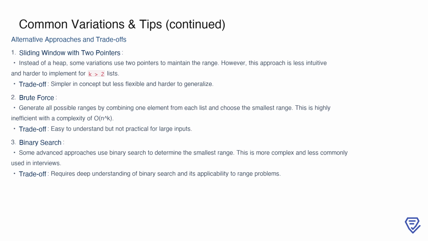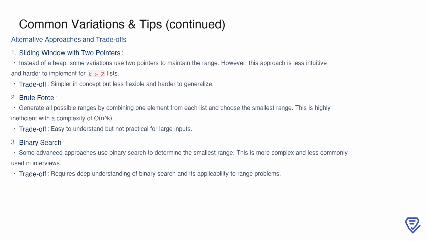One variation uses a sliding window with two pointers to maintain the range. While this can work, it becomes less intuitive and harder to implement when dealing with more than two lists, making it less flexible for k greater than 2. Another option is brute force, where you generate all possible ranges by combining one element from each list and then select the smallest range. While this is simple to understand, it's highly inefficient with a time complexity of O, n to the power of k, making it impractical for larger inputs.